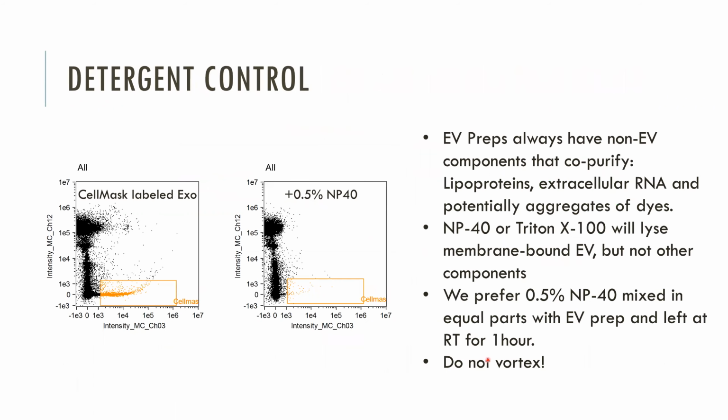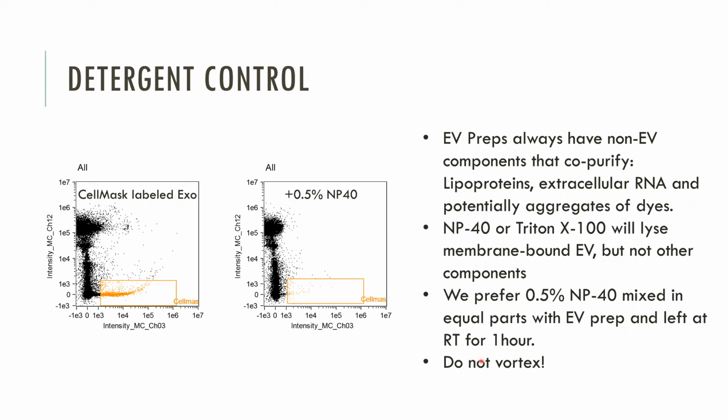Okay, the detergent control. This is important, like I said, because anything that lyses is likely to be an EV. Anything that does not lyse with detergent is unlikely to be a membrane-bound EV particle. All of your preps are going to have non-EV components that will come through. Those will include lipoproteins, extracellular RNAs, possibly dye aggregates. If you use an NP40 or Triton X-100, or what most people use, you can lyse those membrane-bound EVs, but you wouldn't be able to lyse a lot of your other aggregates of dyes with that.